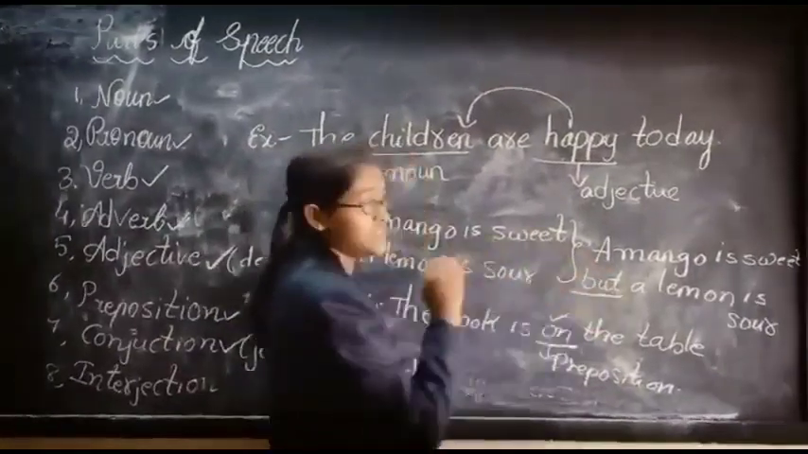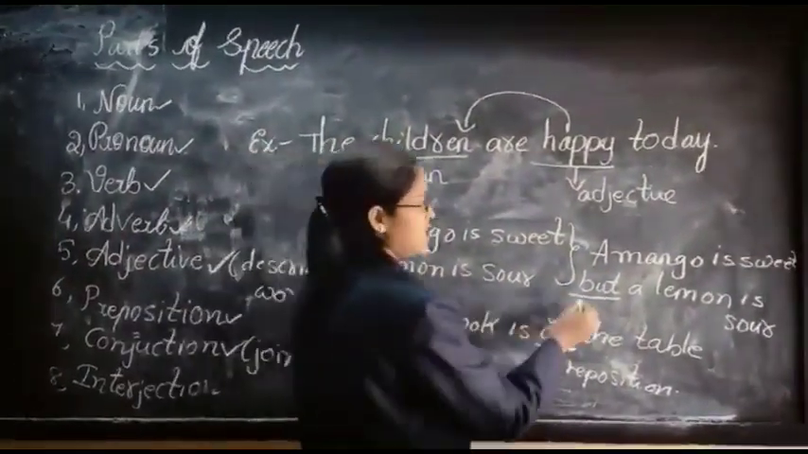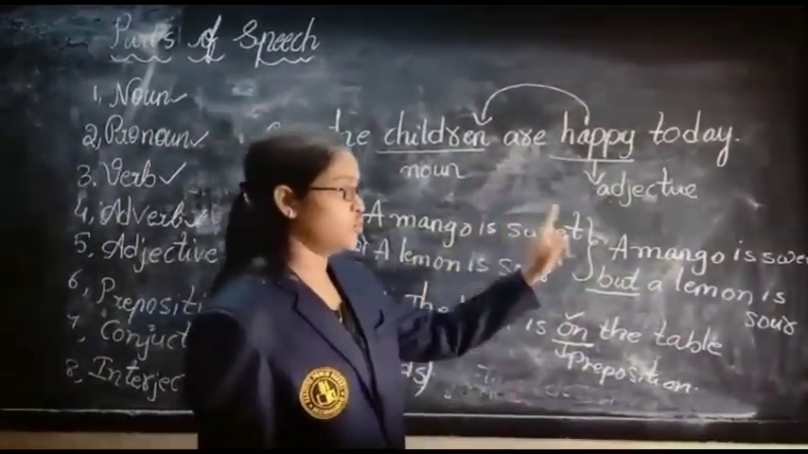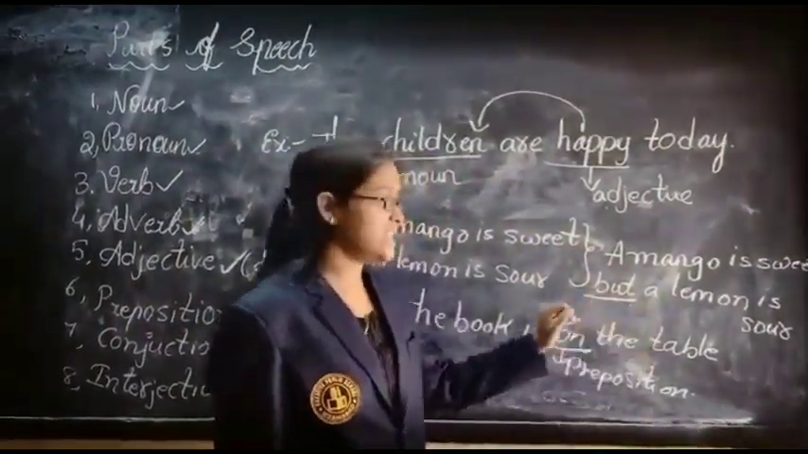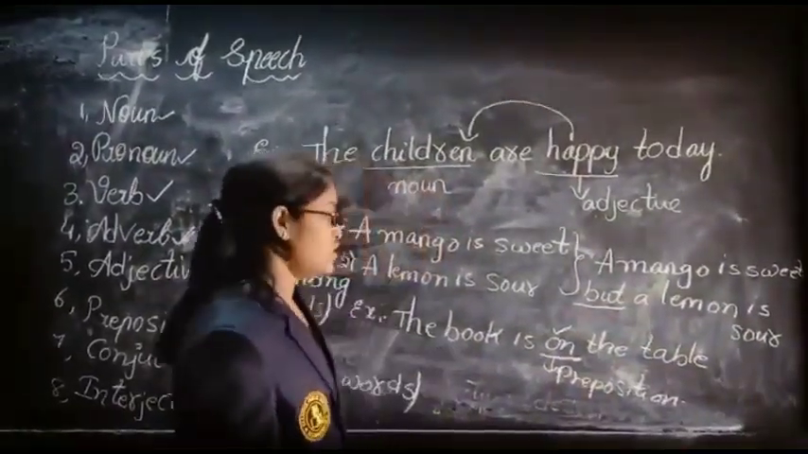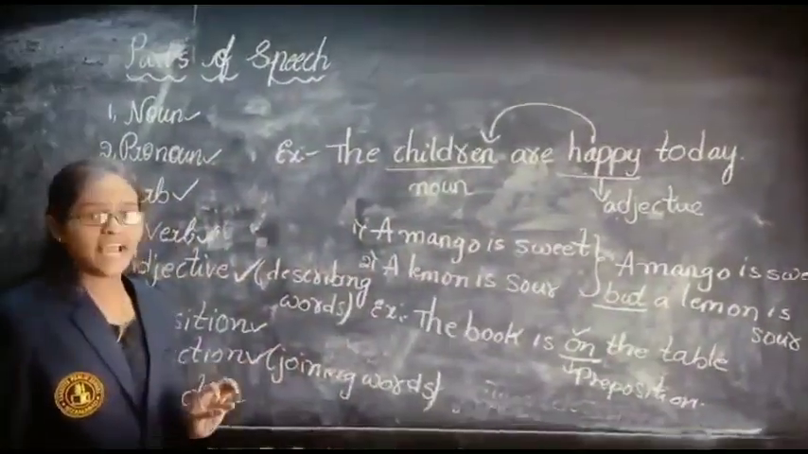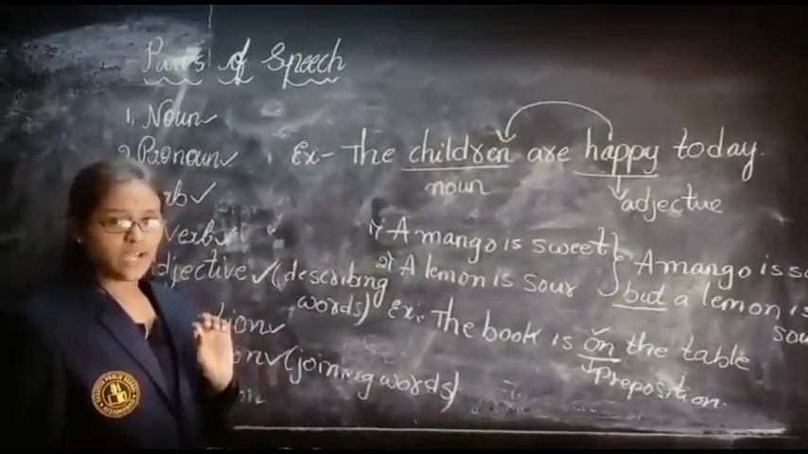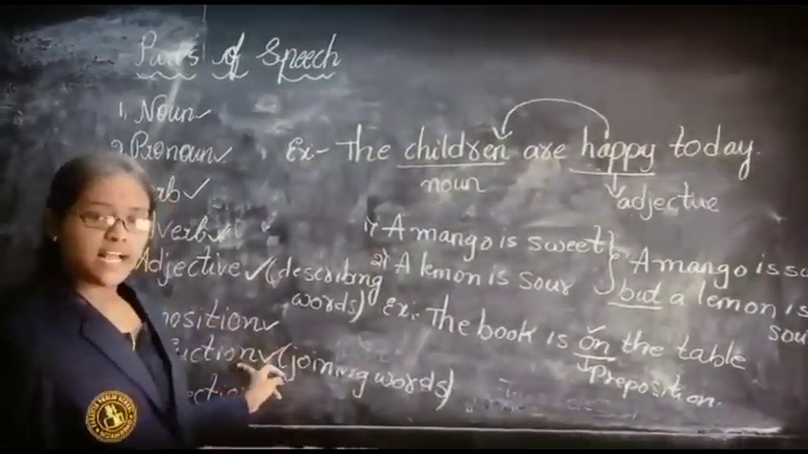Now in this sentence, which is the conjunction? But is the conjunction. By using but, these two sentences are written as one: A mango is sweet but a lemon is sour. There are some words like but, and, neither, nor, or. These are the types of words which come under conjunction.